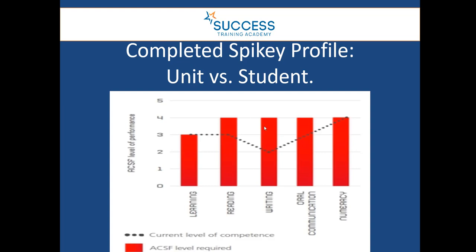Writing, we've got a 2 and a level 4 for the unit, so there's definitely a bit of a gap there again. Oral, there's a bit of a gap there, and numeracy, there's no problems at all. The student is meeting the requirements. All right, so this is essentially what we call a spiky profile. Something you'll hear quite often, and certainly part of your assessment. You need to be able to unpack and analyze a basic spiky profile.